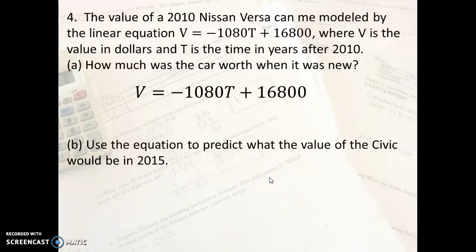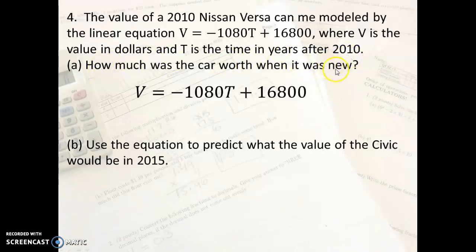Number 4, I'm talking about a Nissan Versa, and somebody sent me an email. This says Versa, and down here it says Civic. Yeah, fair enough, there's a typo. I think I changed the version of the car. Hopefully you guys can see through the error. Pretend it says Versa. Anyways, 2010 Nissan Versa. We got an equation. Here's the time since 2010.